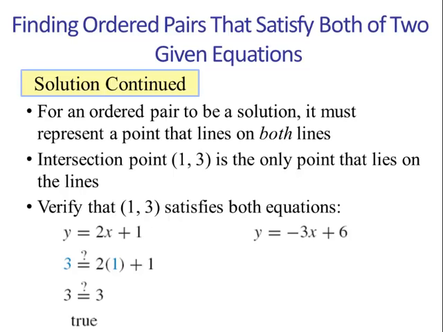To see if (1, 3) is on y equals negative 3x plus 6, we substitute the values in. Again, this time we have 3 equals negative 3 times our x, which is 1, plus 6. Following the order of operations, we have to multiply before we add, and we're left with 3 equals 3. Again, that's a true statement. So we have verified that (1, 3) is a solution to this system.